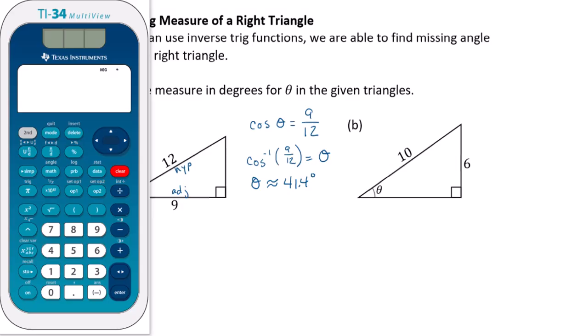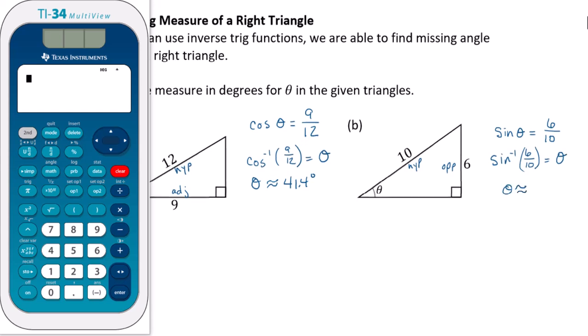In this triangle, I have my theta, and in relation to that theta, I've been given the opposite side and the hypotenuse. The trigonometric function involving the opposite and the hypotenuse will be sine. So sine of theta is equal to opposite over hypotenuse. Now I know that the inverse sine of 6/10 is equal to theta.